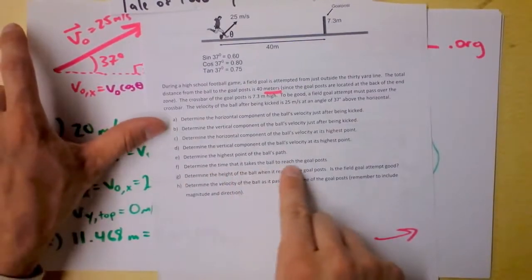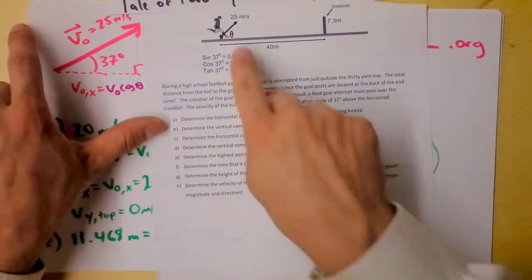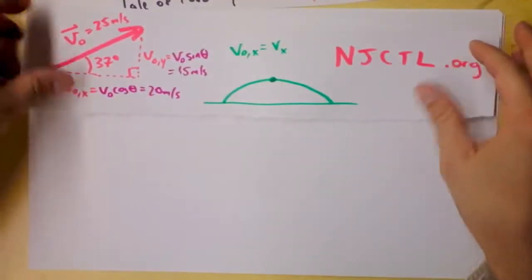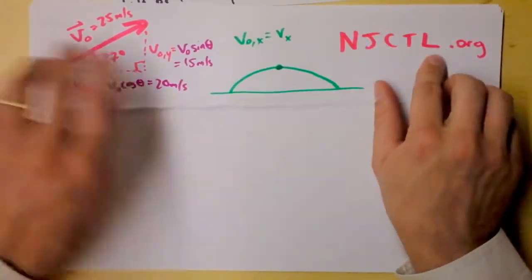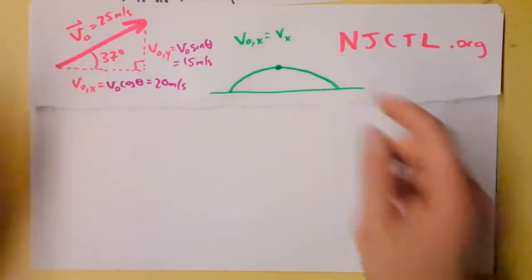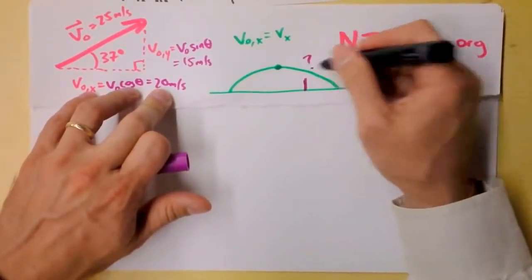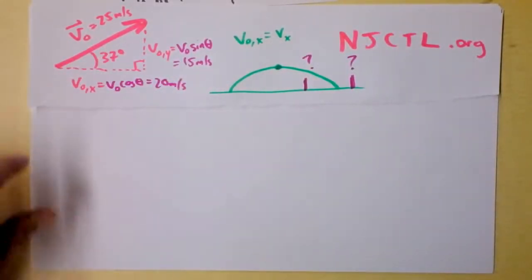F says determine the time that it takes the ball to reach the goalposts. Ooh, okay. The time that it takes the ball to reach the goalposts. All right, here is where you can find the problem. Here is what the ball is doing. The goalposts might be here and they might be here. I don't really know whether the ball is going to make it yet.